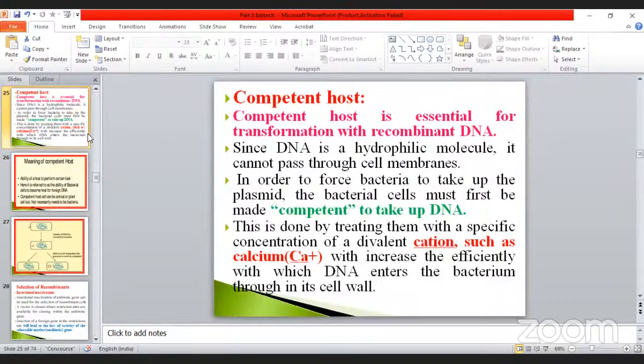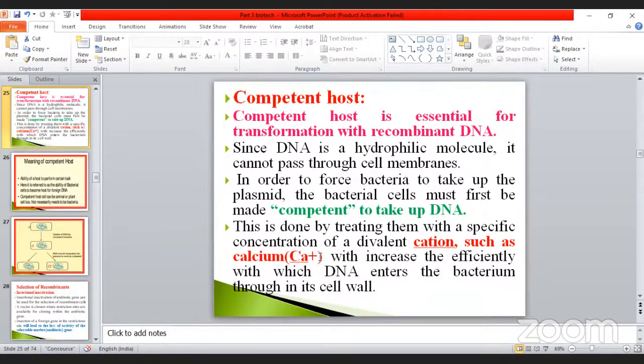See that one, then it will be better for your understanding. This is done by treating them with a specific concentration of divalent cation such as calcium, which increases the efficiency with which DNA enters. The DNA molecule can easily enter, because DNA is a hydrophilic molecule and cannot pass through the cell membrane. After the calcium treatment, it can be easily entered. That is the reason we treat with the divalent cation, otherwise called calcium ion.